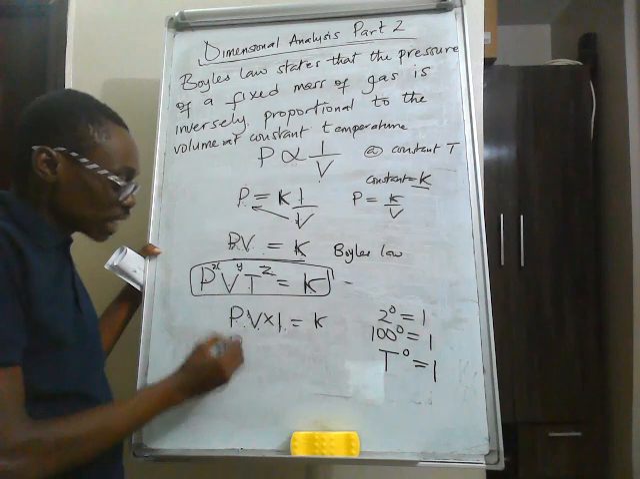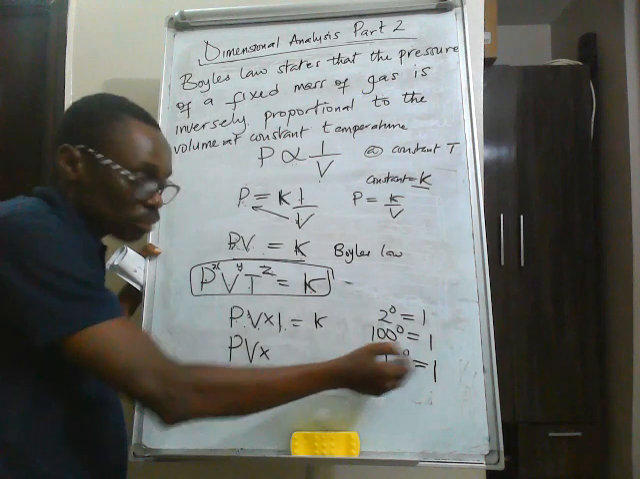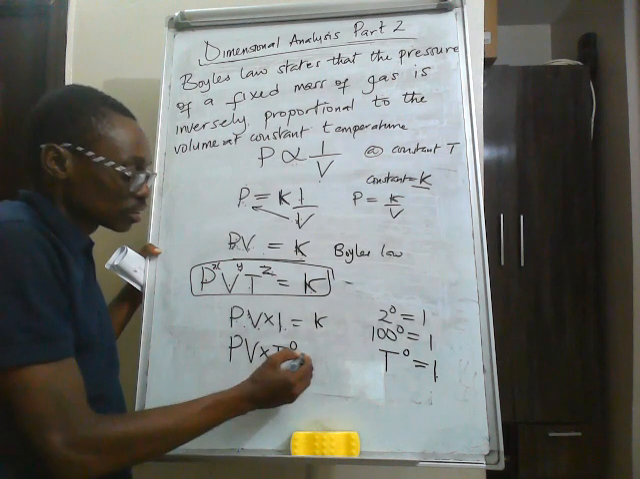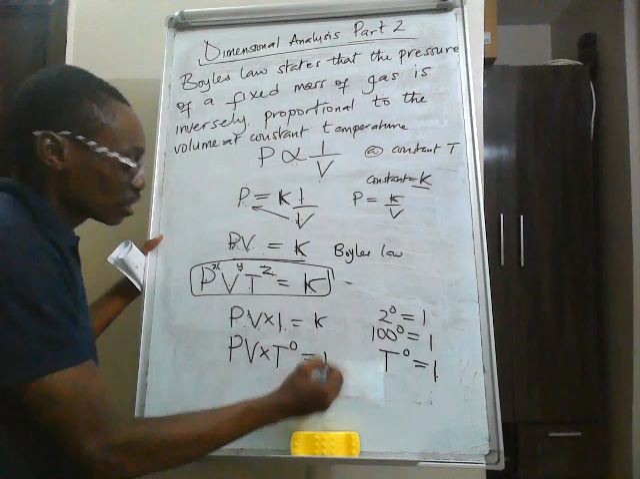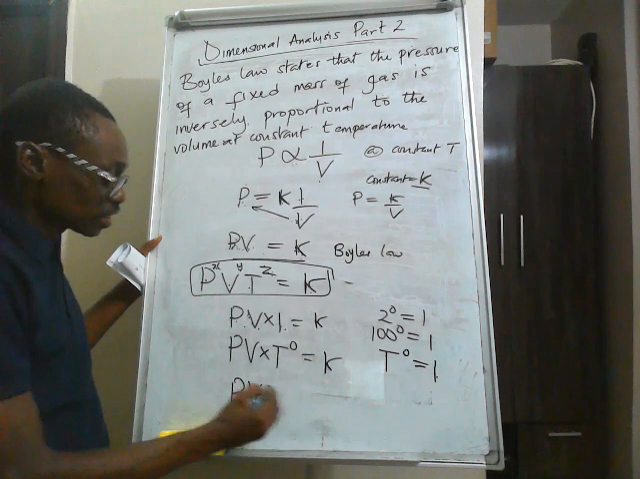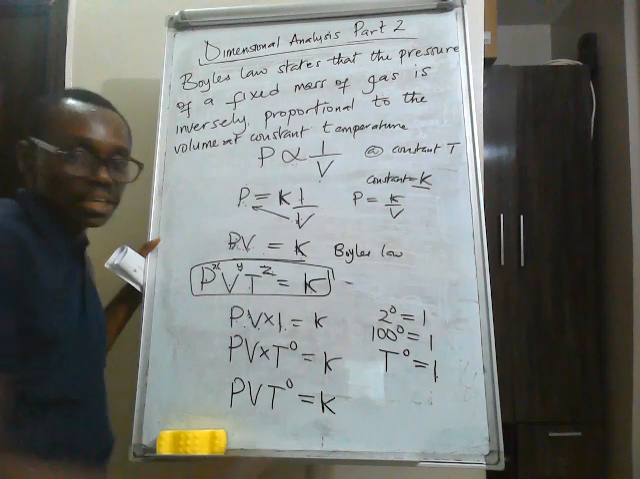So right now, in place of the 1, T raised to power 0 is 1. So I replace 1 with T raised to power 0. So at the end of the day, we have P, V, T raised to power 0 equals K, constant.